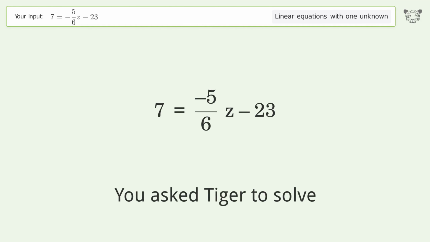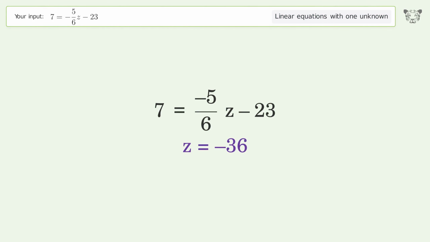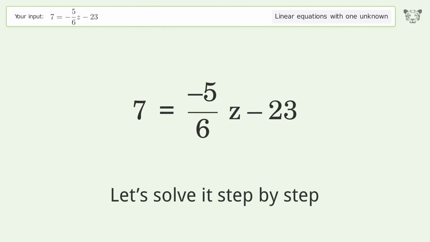You ask Tiger to solve. This deals with linear equations with one unknown. The final result is z equals -36. Let's solve it step by step.